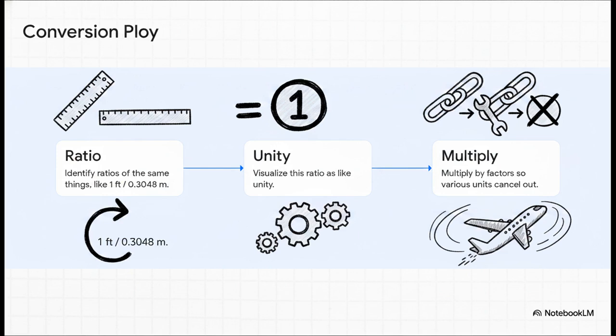the unity hack. It's brilliant, really. You just find a ratio of the exact same physical thing, like 1 foot and 0.3048 meters. Since they represent the exact same physical length in the real world, their ratio is philosophically equal to 1, or unity. And since multiplying by 1 doesn't change physical reality, you can just chain these unity brackets together to systematically cross out and cancel any units you don't want.